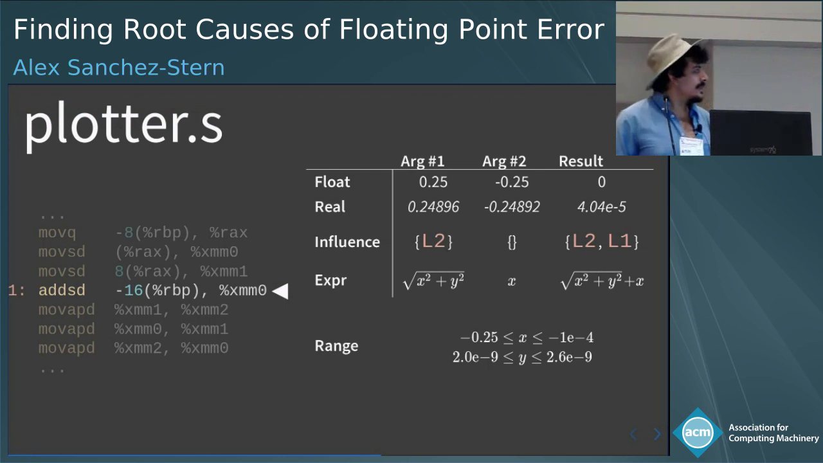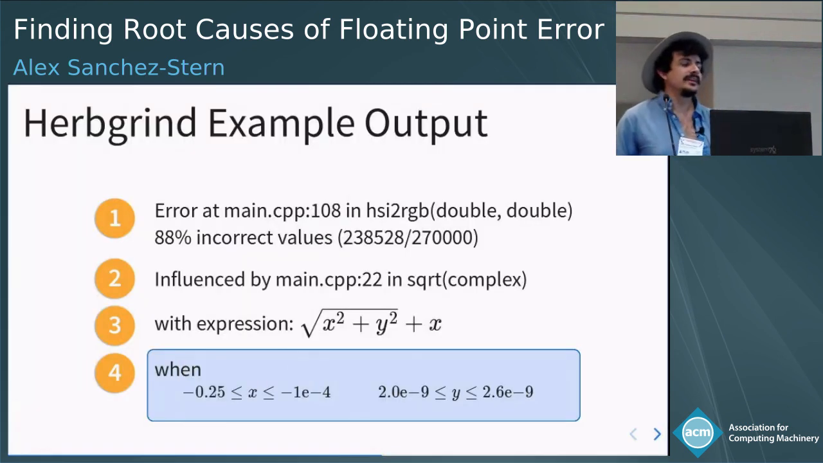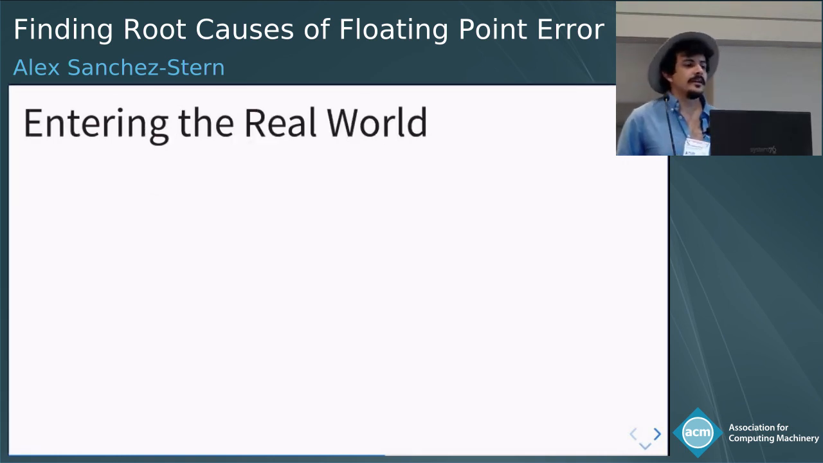So with these pieces of information, we have everything that we need to track down the root causes of floating point error, at least in theory. However, in practice, there's still a little bit more we need to do. The first thing we want to do is scale to really large programs. Now, the analysis that I've described so far, implemented naively, is still too slow to scale to the large numerical simulations that we want to deal with.